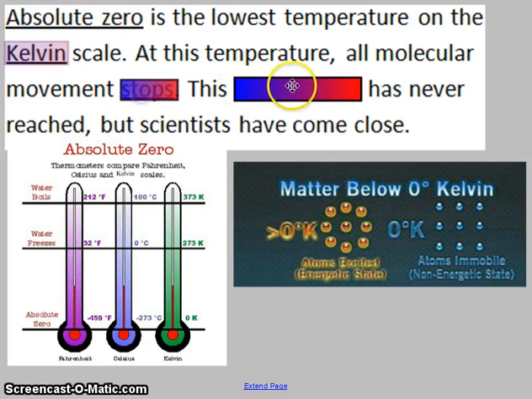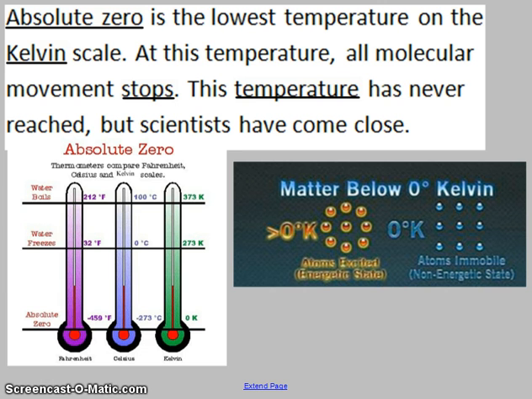Absolute zero is the lowest temperature on the Kelvin scale. At this temperature, all molecular movement stops. This temperature has never been reached, but scientists have come close. If you think about it, this makes sense. We say that the particles of an object are constantly in motion. We're never going to be able to have them completely stopped or reach absolute zero.